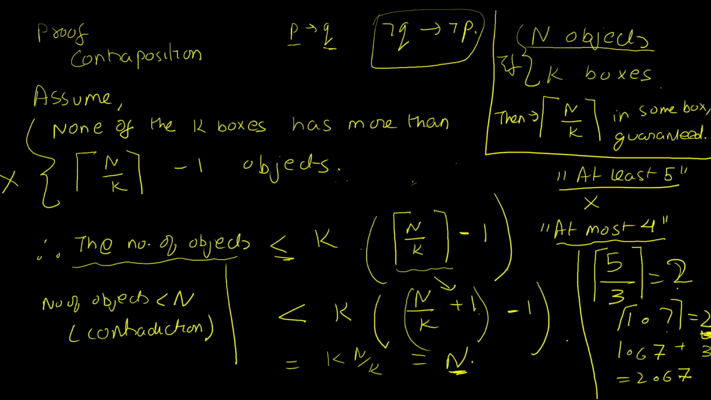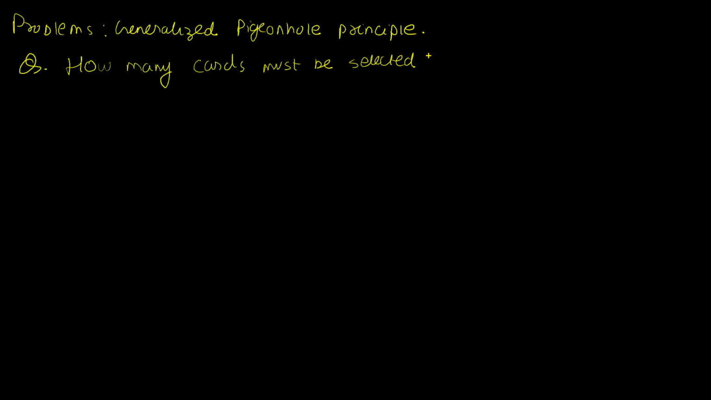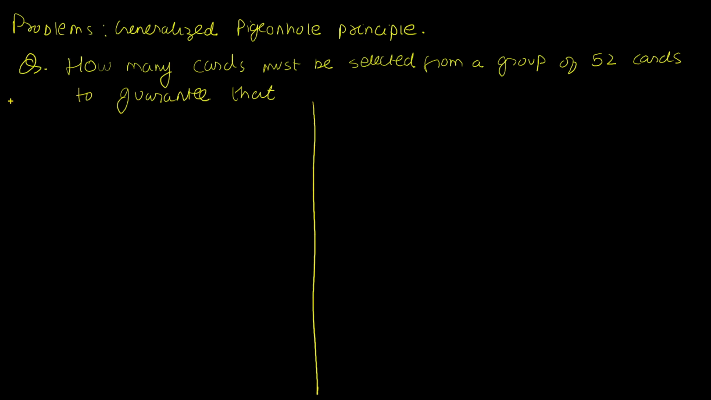Alright, next we get into a couple of problems for the generalized pigeonhole principle, and then we'll close the topic for today. So let me put this problem here. How many cards must be selected from a deck of 52 cards to guarantee that? And then the question provides two cases. The first case mentions that at least 3 cards of the same suit are chosen.